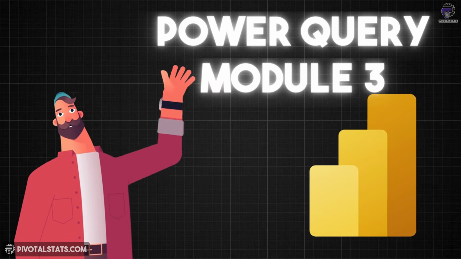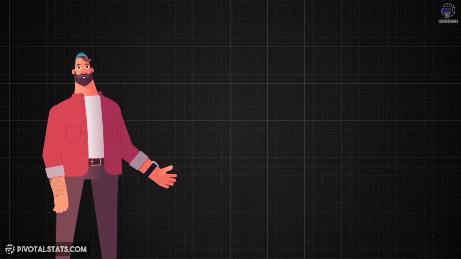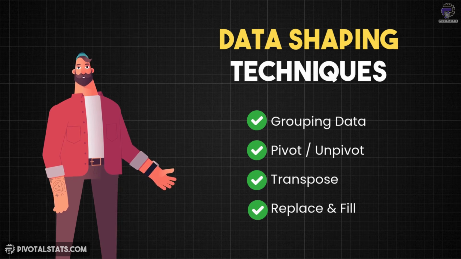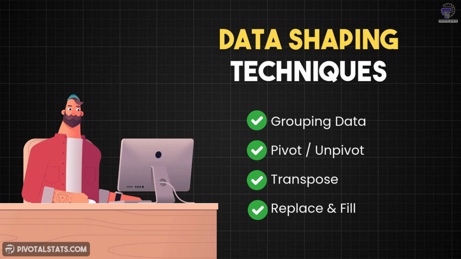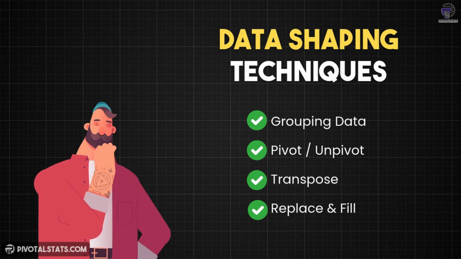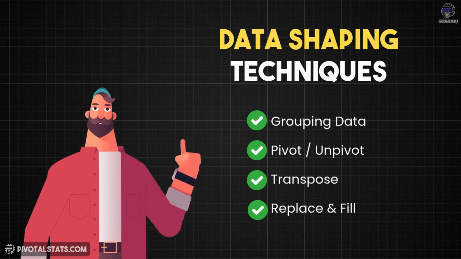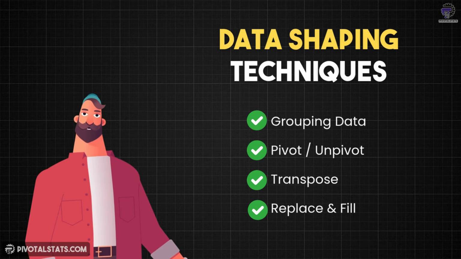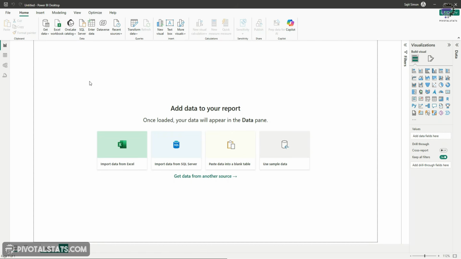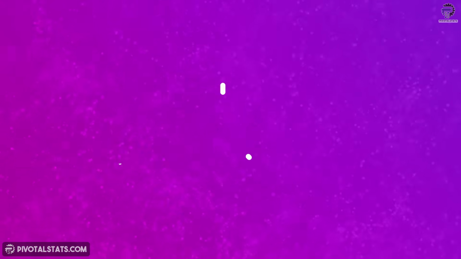Welcome to part 3 of our Power Query series, Data Shaping Techniques. In this session, we'll explore a few advanced and essential tools to clean and reshape your data. From grouping and pivoting to transposing, replacing values, and filling missing data, these tools help you take raw, imperfect datasets and mold them into a structured format perfect for analysis. Now, before we start, the first thing is obviously to import the data in.